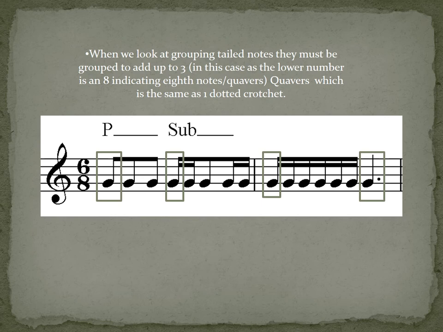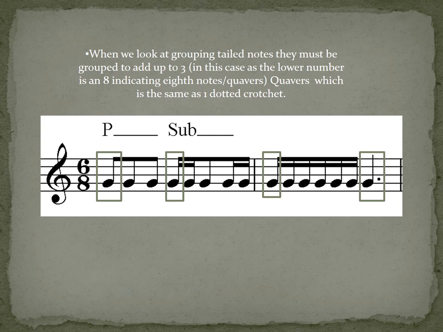So when we look at the grouping of the tailed notes, they must now be grouped to add up to 3. So in this case, because the lower number is an 8, indicating 8th note quavers, they must add up to 3 quavers each. So you can see in the first bar, we have 3 quavers joined together. But then in the second half of the bar, we have 2 semis, a quaver, and another 2 semis. That adds up to the 3 quavers. In other words, 1 dotted crotchet each.